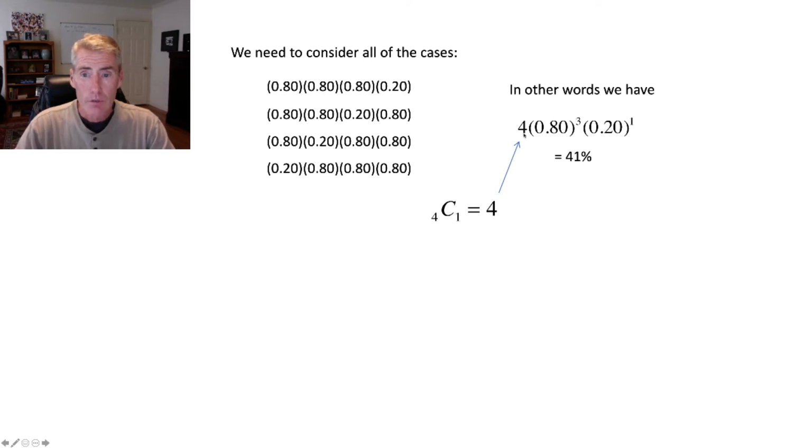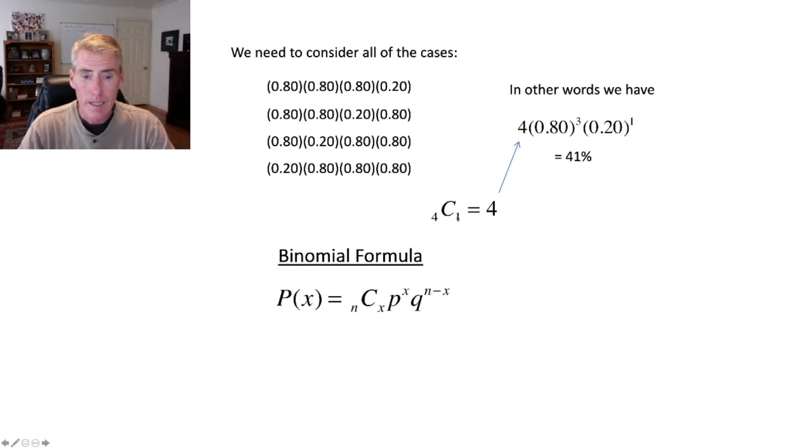So that little 4 right there, rather than having to write out all of the cases, you can just put n combination x. And that is the binomial formula. So you put the combinations in front, and then p is the probability of success, x is how many successes are being asked for, and if there's n people total, then there's going to be n minus x that don't succeed. So this exponent and this exponent will always have to add up to the n, which in this case was 4 people.